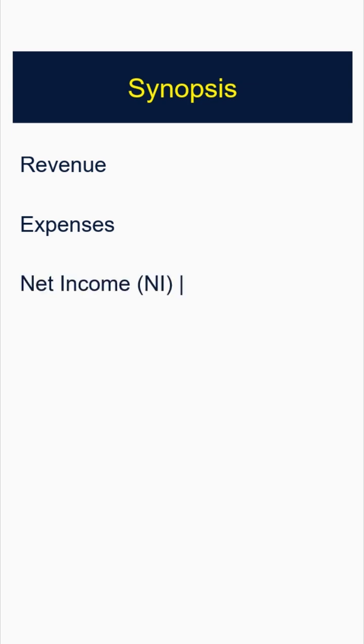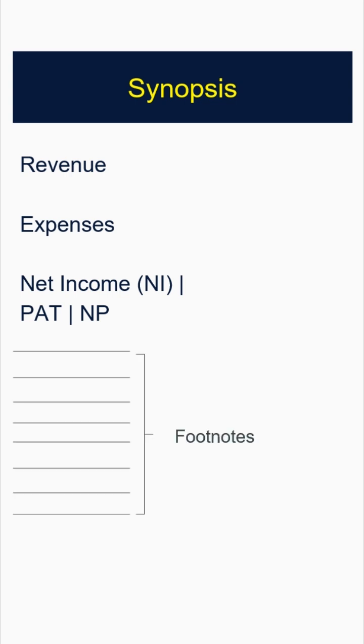Let's walk through a synopsis of income statement. At the top we'll have revenue, then we will have a load of expenses with various categories, and finally we will have net income, also short form NI, or PAT, which is profit after tax, also known as NP, which is net profit. And income statement will have footnotes to explain each and every entry of the income statement.